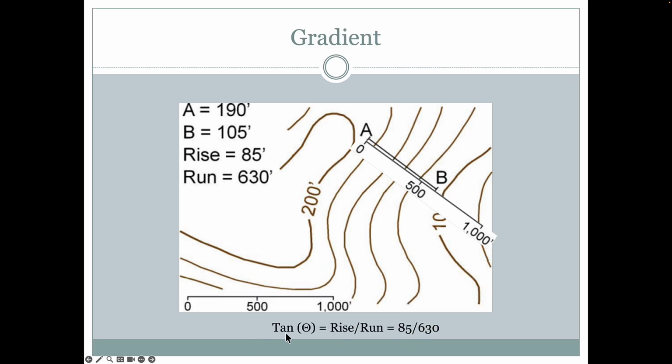So the equation that we'll set up is the tangent of this unknown angle theta equals the rise divided by the run, which is going to equal 85 feet divided by 630 feet, which is going to be the same as the inverse tangent. So if we do that division and then we take the inverse tangent, that's how we're going to get this angle of slope.